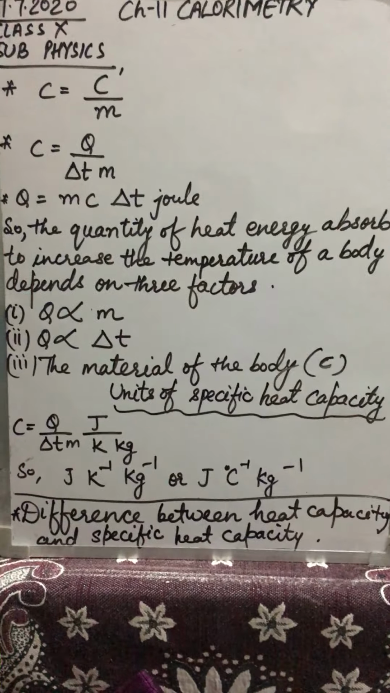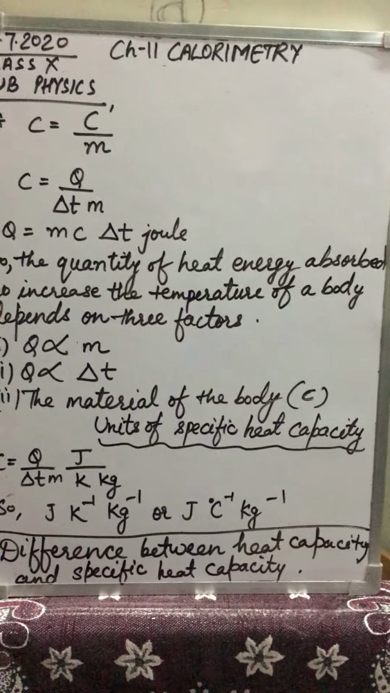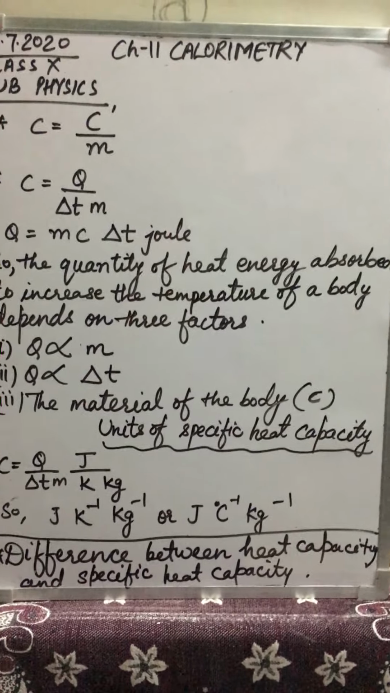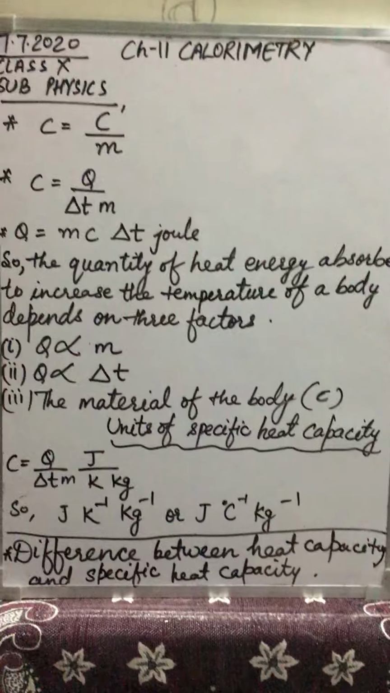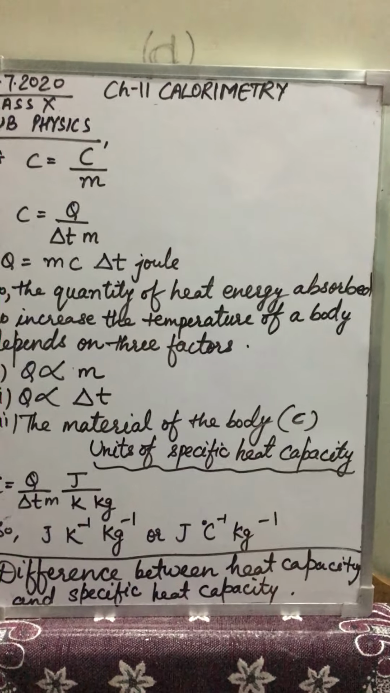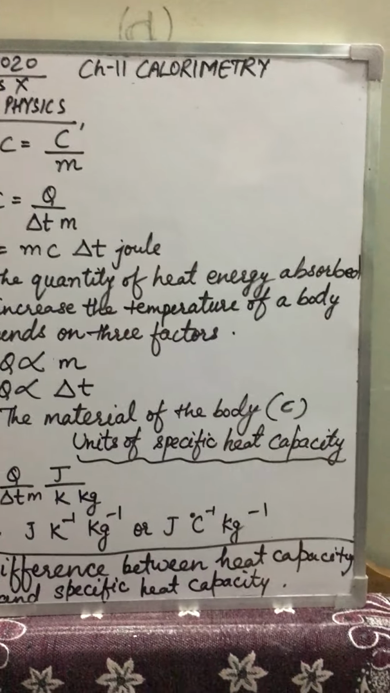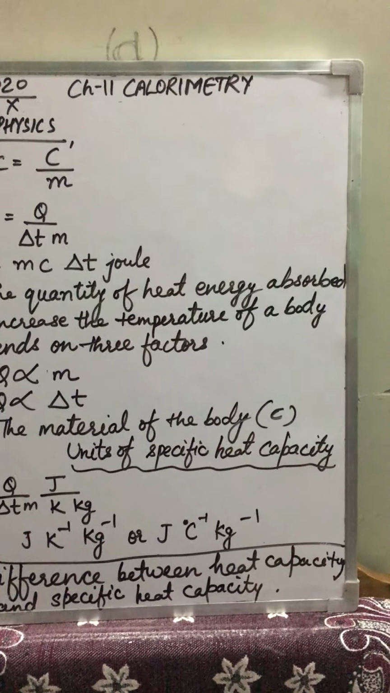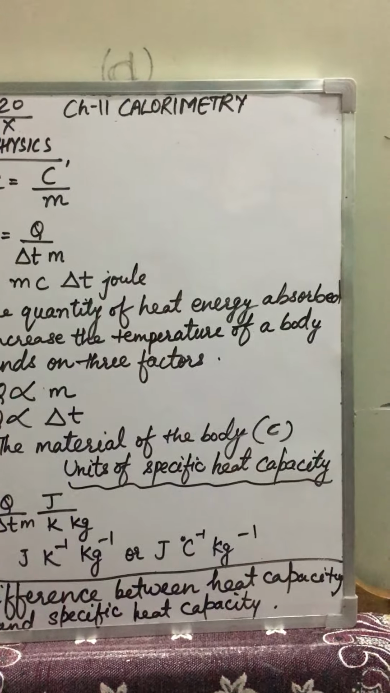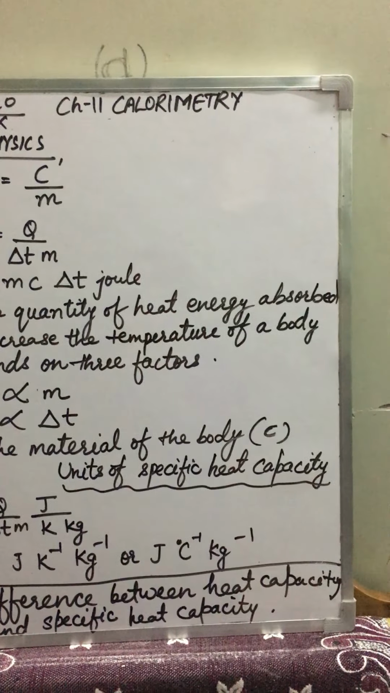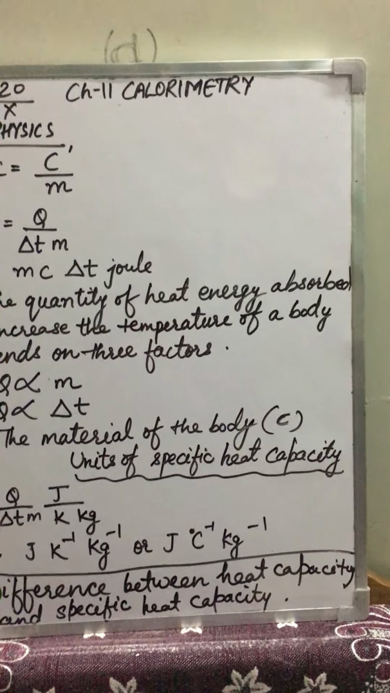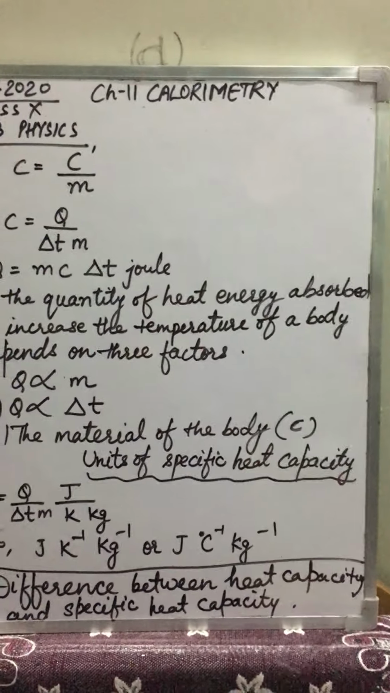Now, the second difference between heat capacity and specific heat capacity. Heat capacity depends on both the substance and the mass of the body. More the mass of the body, more is the heat capacity. Whereas specific heat capacity does not depend on the mass of the body, but it is the characteristic property of the substance of the body.